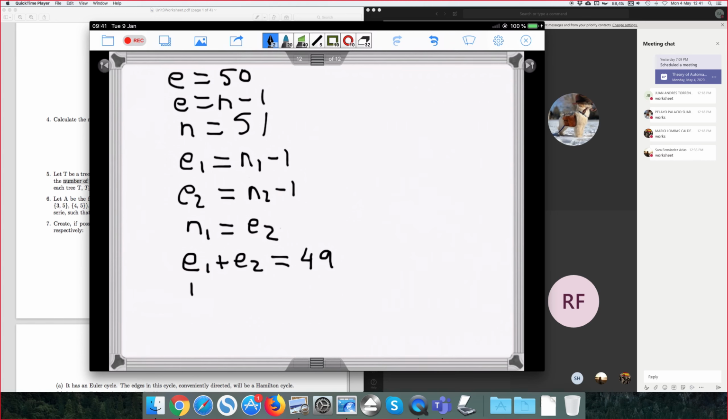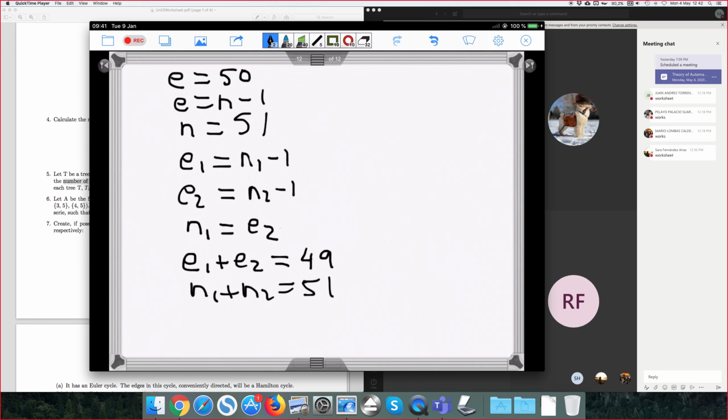We also know that the total number of vertices is 51, because we have removed no vertices at all, so the total number of vertices is still 51. With this we now have enough information to find E1, E2, N1, and N2, and you can do it in many different ways.